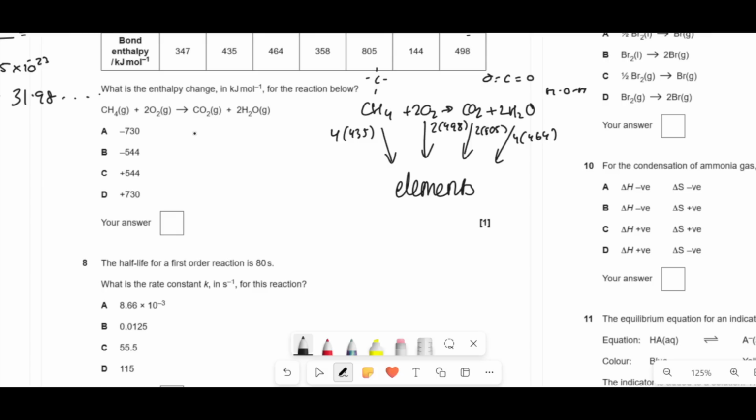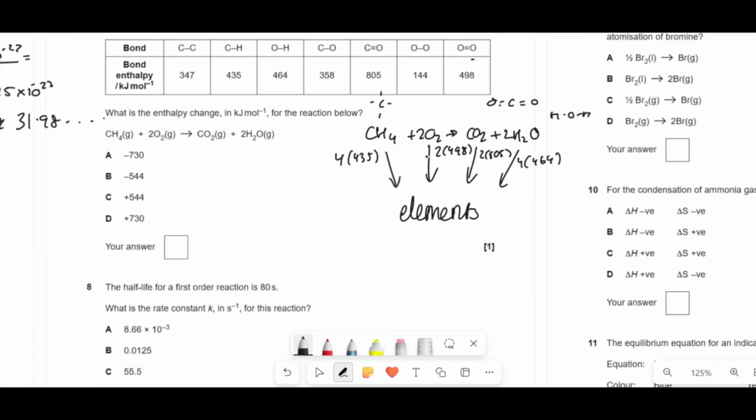Anytime you've got something where it's like, find the enthalpy change of this using other enthalpies, cycle it every time. Because then that's the enthalpy change you want. That's just going to equal 4 lots of 435 plus 2 lots of 498. And then because after this we're going against the arrows, it's going to be minus 2 lots of 805 minus 4 lots of 464. And that gives you minus 730, which is A. There you go. And you'll never get it wrong if you can hack doing that.